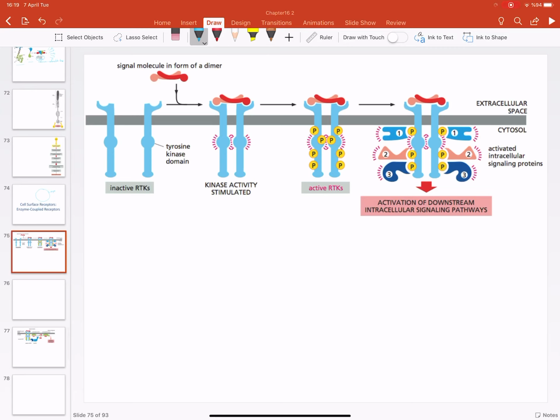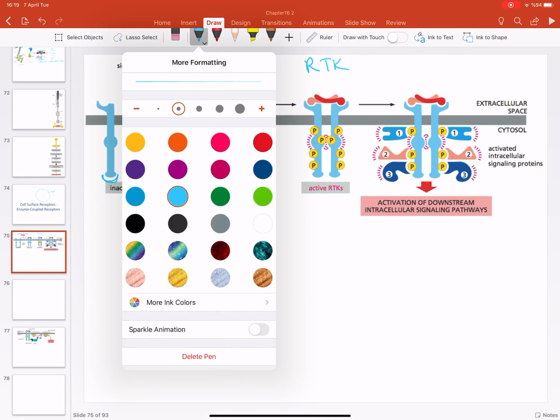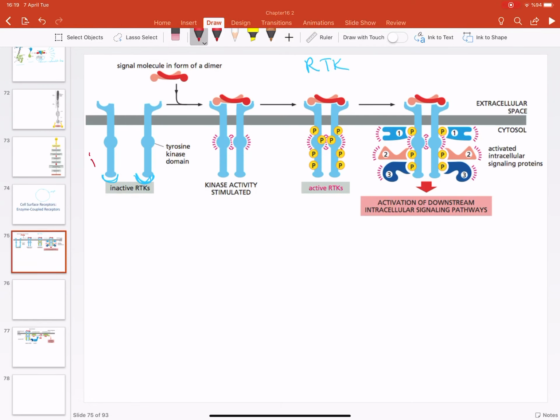Okay. Now, the majority of the enzyme-coupled receptors, or the most interesting enzyme-coupled receptors, are receptor tyrosine kinases. So we are going to see RTKs only. Now, these RTKs are receptor tyrosine kinases, and they always work in dimers, homodimers. Okay, so individually, when they are separate, they are inactive. But when the signal comes, they dimerize, which means they come close, and they become active.